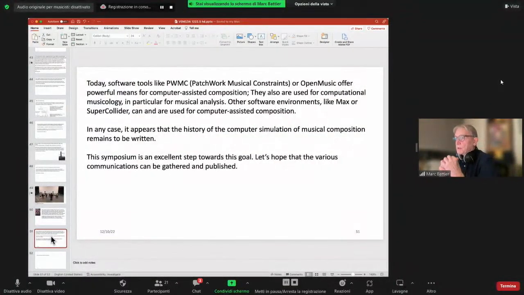Today, software tools like PatchWork, PWConstraints or OpenMusic offer powerful means for computer-assisted composition. They also are used for computational musicology, in particular for music analysis. Other software environments like Max or SuperCollider can and are used for computer-assisted composition. In any case, it appears that the history of the computer simulation of musical composition remains to be written. And this symposium is an excellent step towards this goal. So, to conclude, I'd like to express the hope that the various communications can be gathered and published somehow. Thank you very much.